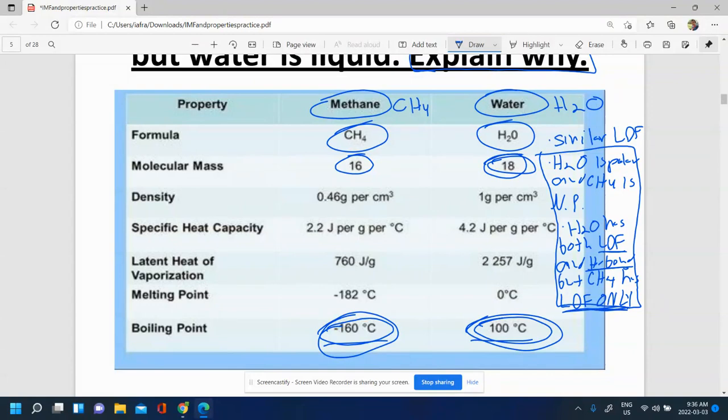So in a question like this, you'd have to explain, well, first of all, they have similar LDF due to similar size. Secondly, what's the main difference then? That's going to explain why there's a difference of their state at room temperature. Well, one of them is polar and one of them is non-polar. And what does that mean? Well, that means that water has more LDF, has LDF and H bond, so more intermolecular forces overall, but CH4 only has LDF. So it requires more energy to break the IMF of water than CH4.